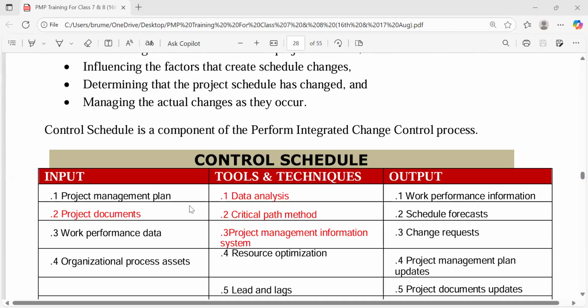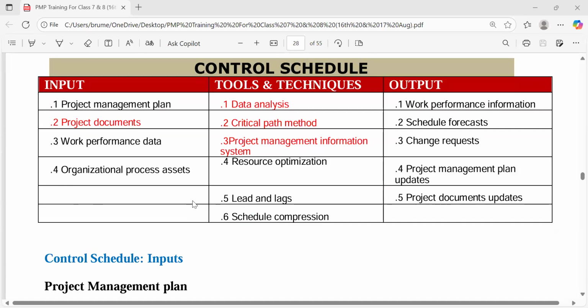That's about control schedule. So what do we need? We need the project management plan, the project documents, the work performance data, the organizational process assets, and everything we did in the previous area. As regards the tools and techniques, we have data analysis, the critical path method, checking things over and over, and the project management information system. I said resource optimization is the only new terminology coming in here, because we still have leads and lags as a tool and technique. We still have schedule compression, which you know to be fast tracking and what? Crashing. So the resource optimization, what is it?